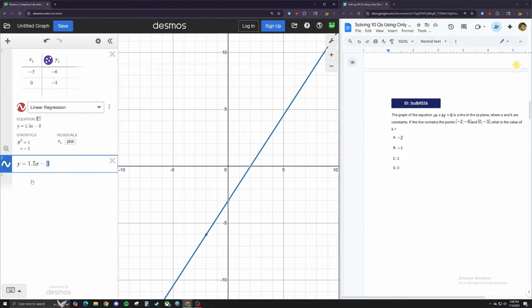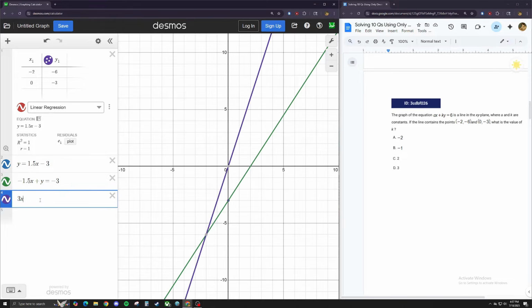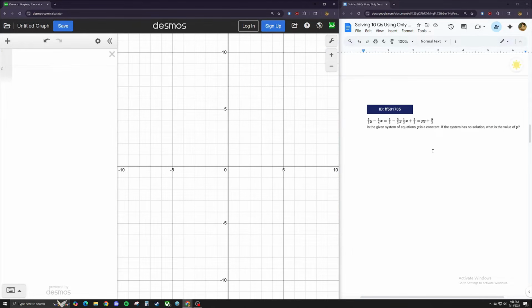So if you move everything over to one side of the equation, you have -1.5x plus y is equal to -3. And in order to get positive 6 from -3, you have to multiply by -2. So you actually end up multiplying everything by -2. You end up with 3x minus 2y equal to positive 6. And so that means k is -2. So again, it's A.